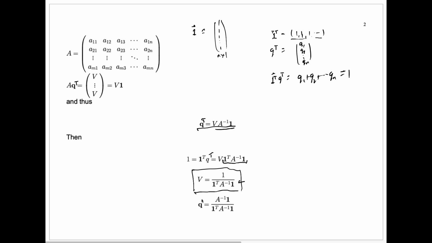Then we get Q transpose is equal to A inverse times 1, that's this thing here, times V, and V is just this quantity 1 over that denominator. So just from here, we get a formula for Q transpose. Remember, Q transpose is this column vector Q1, Q2, up to Qn. That tells you player 2's optimal strategy.